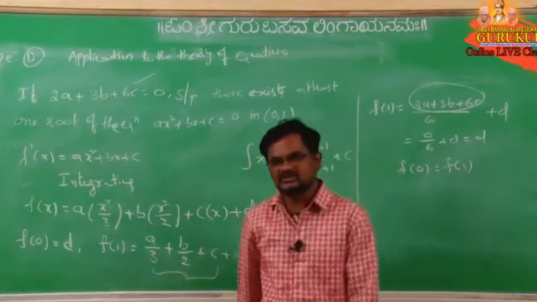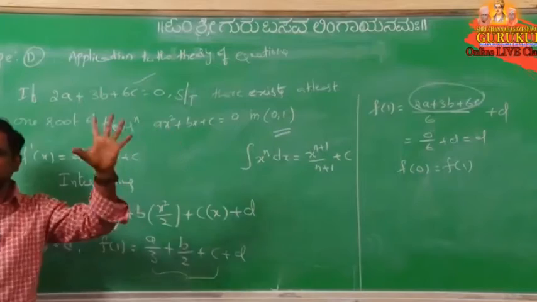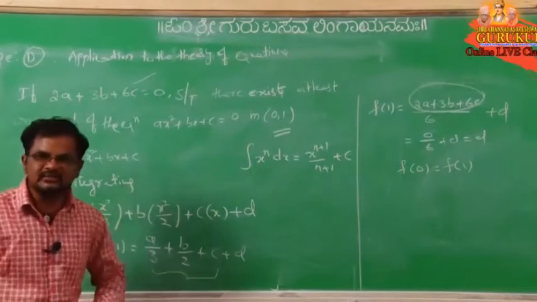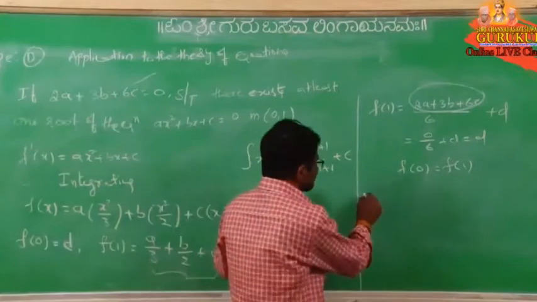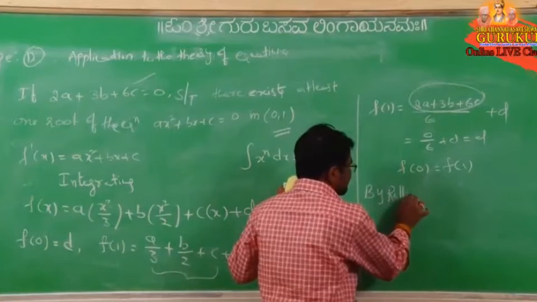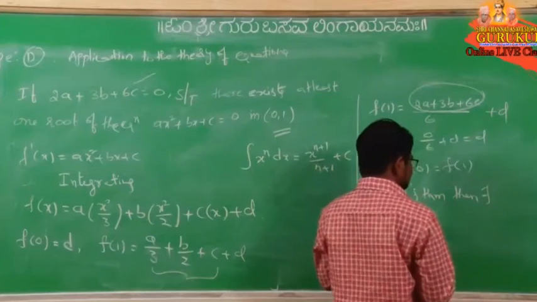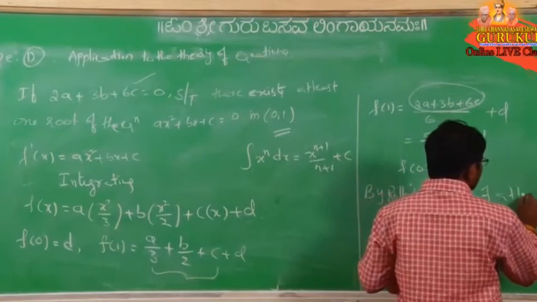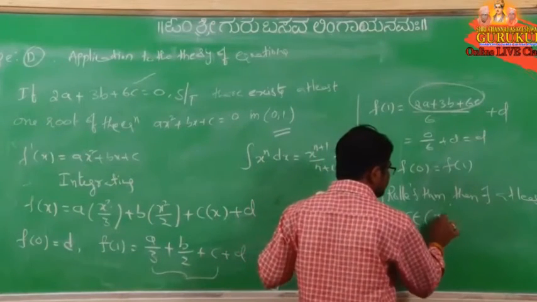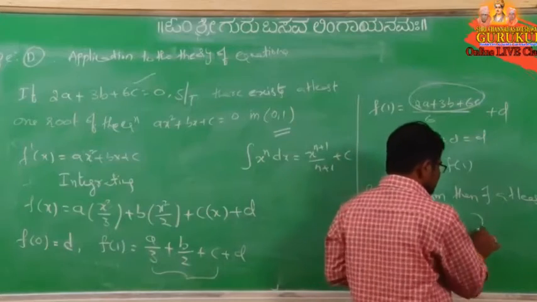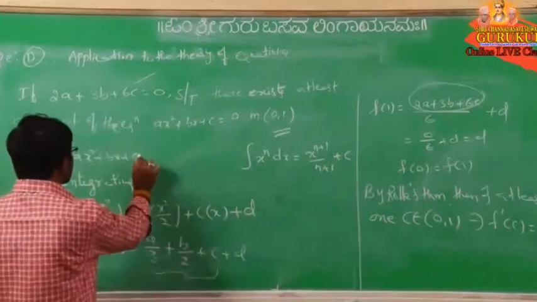Is the third condition of Rolle's theorem also satisfied or not? Every polynomial function is continuous and differentiable, and f of 0 equal to f of 1 means the three conditions of Rolle's theorem exist. Then by Rolle's theorem, there exists at least one root c belonging to (0, 1) such that f dash of c equal to 0.